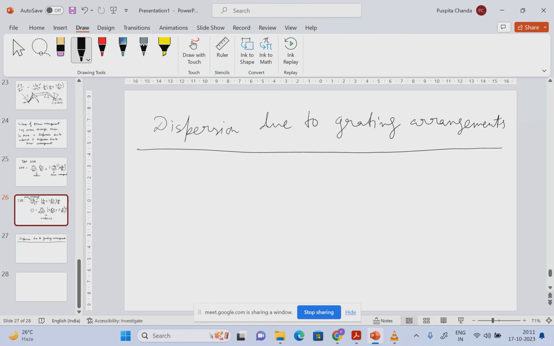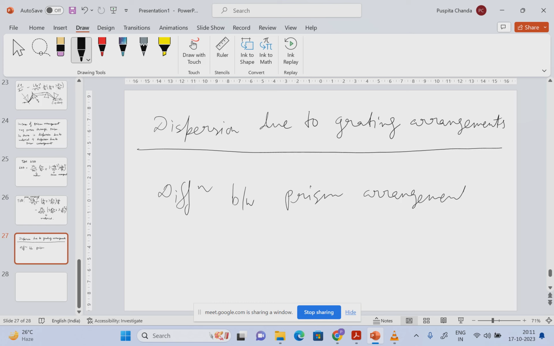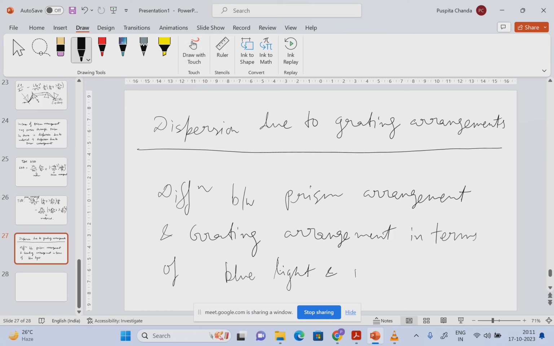So, one thing I want to mention: what is the difference between prism arrangement and grating arrangement in terms of blue light and red light dispersion.